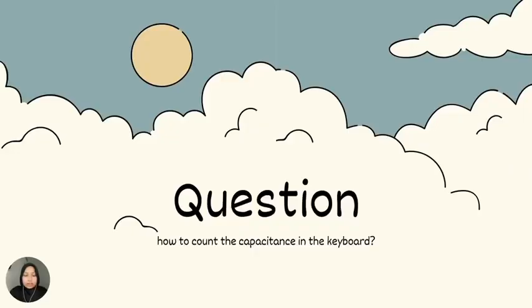Therefore, we can conclude from this that when a key is pushed down, the soft insulator between the movable plate and the fixed plate is compressed. So when the key is pressed, what will happen to the capacitance? It will increase. Okay, so now we move on to how to calculate the capacitance in the keyboard.